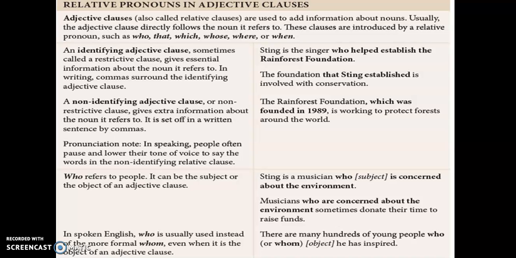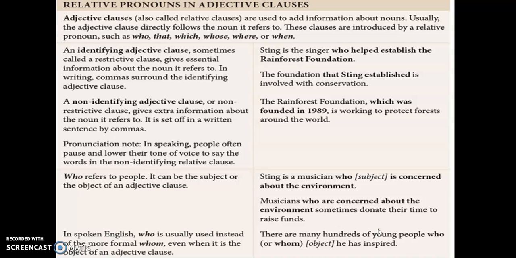An identifying adjective clause, sometimes called a restrictive clause. Now, here you have the two names, identifying adjective clause or restrictive clause. It gives essential information about the noun it refers to. In writing, commas surround the identifying adjective clause.